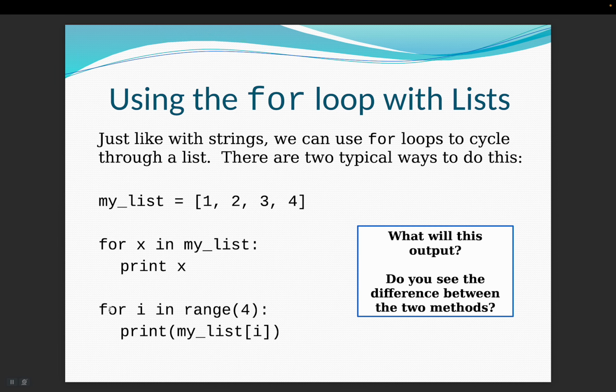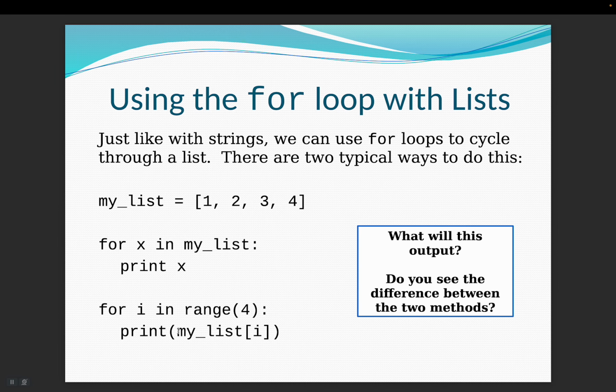And so we can do this a different way. We can say for i in range 4. In range 4, this loop is going to go from 0, 1, 2, 3, and that's it. At 4, it's going to exit this loop. So i is just going to be 0, 1, 2, 3.